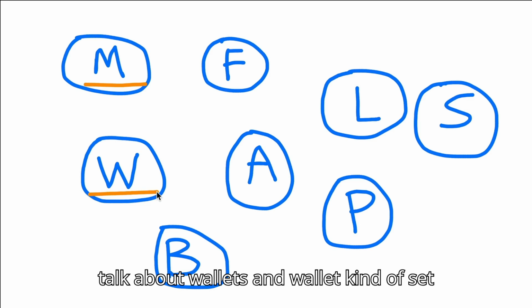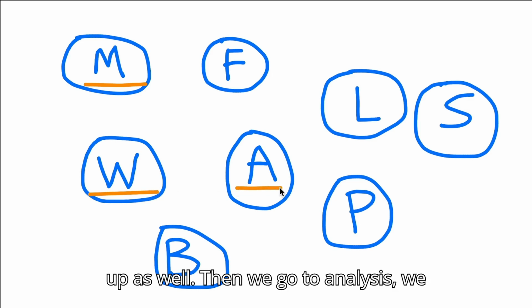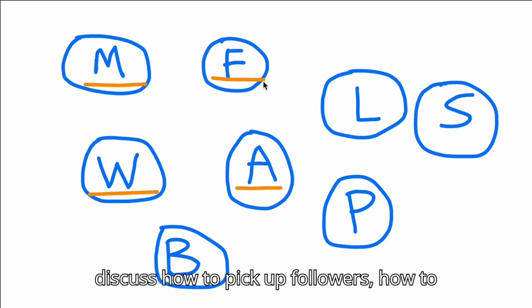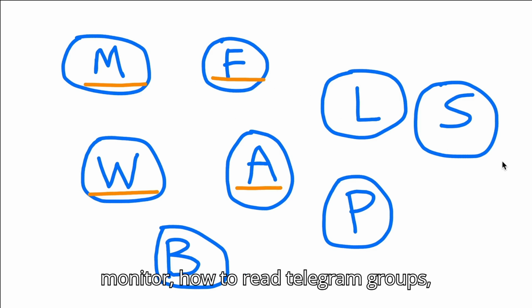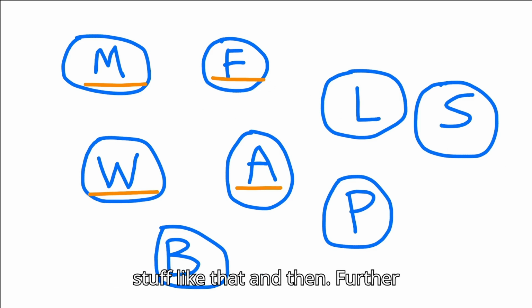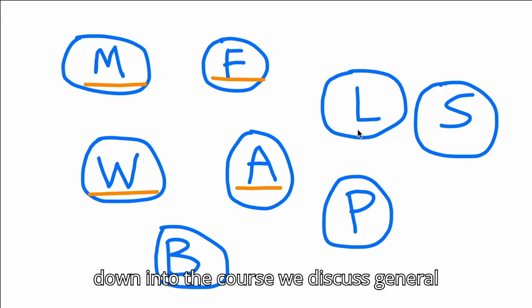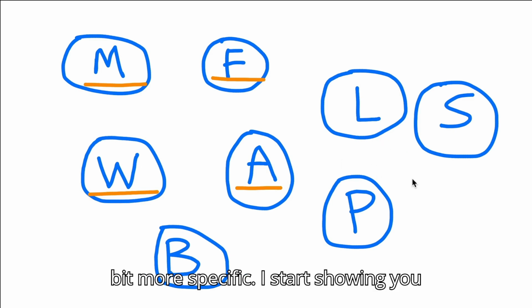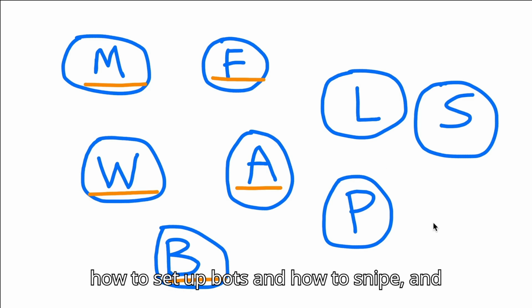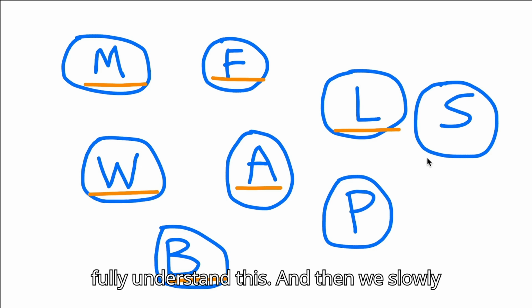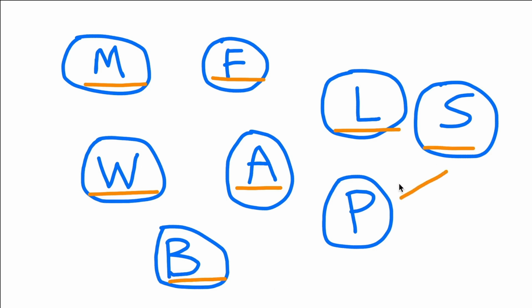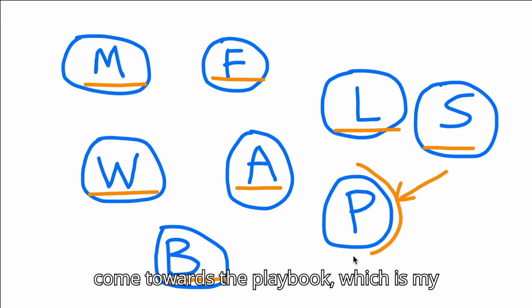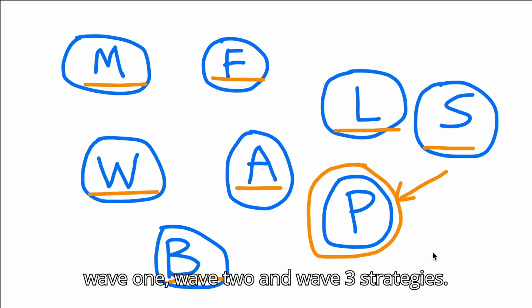So the way I've organized it, I've explained meme coins early on, and then we talk about wallets and wallet setup as well. Then we go to analysis. We discuss how to pick up followers, how to monitor, how to read Telegram groups, stuff like that. And then further down into the course, we discuss general analysis tips, but then we get a little bit more specific. I start showing you how to set up bots and how to snipe. And then we look at the pools as well, so you fully understand this. And then we slowly come towards the playbook, which is my wave 1, wave 2, and wave 3 strategies.